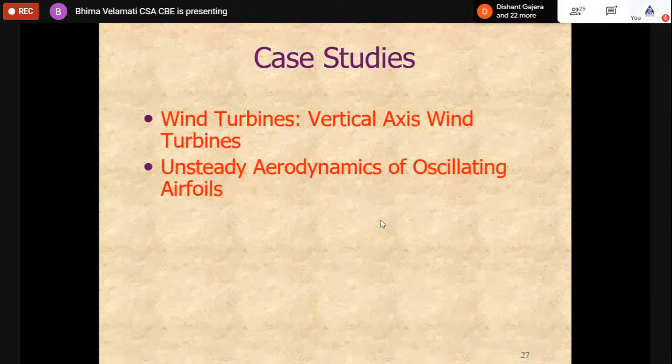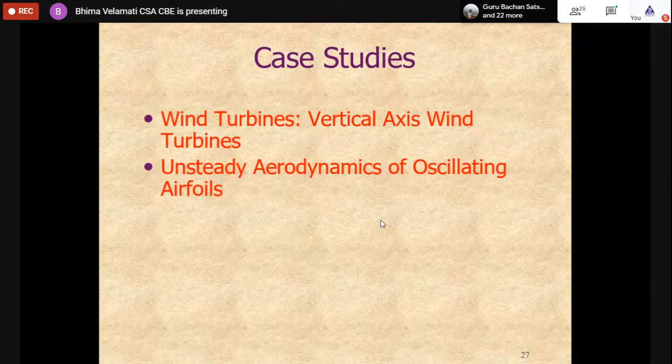These are some of the publications which I made. I have been working on wind turbines. There are two classifications of wind turbines. One is the vertical axis wind turbine, the other is the horizontal axis wind turbine.